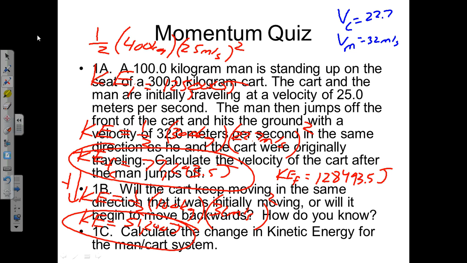All right, but we started off with 125,000 joules. And we've got more kinetic energy at the end than we had at the beginning. If you want to calculate the change in that, just subtract it. And you might be thinking, how did that happen? Well, to jump off the cart, the guy had to push, which means the guy was doing work. And you guys know that work can be equal to a change in kinetic energy. So because this guy did some work, the kinetic energy increased.